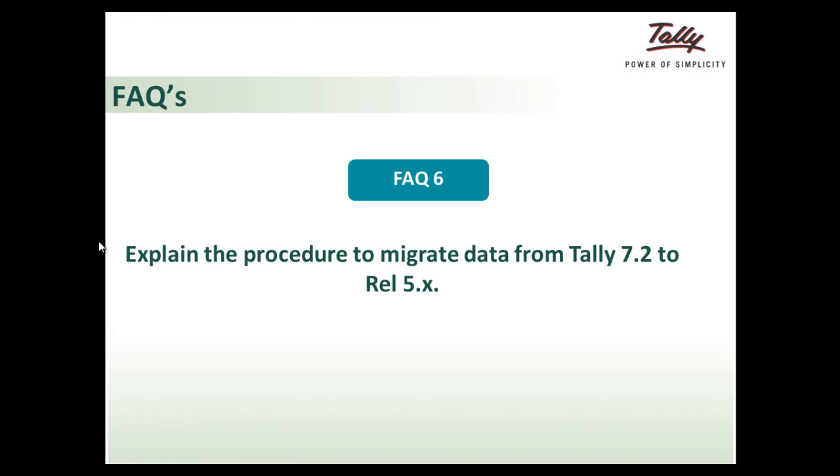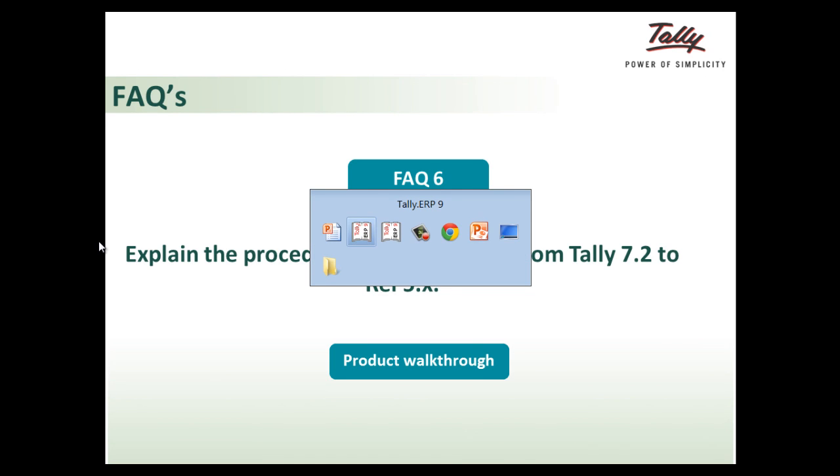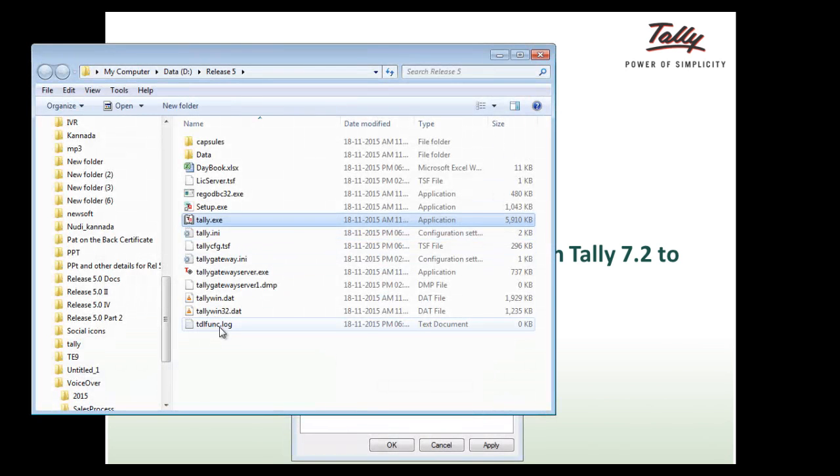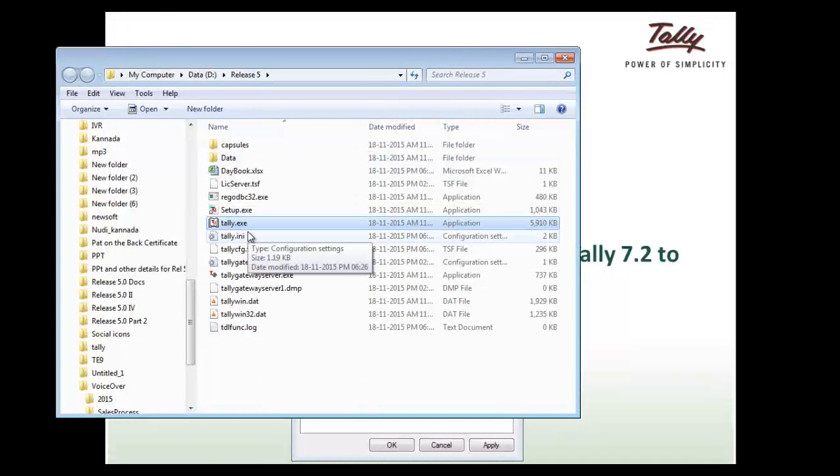Explain the procedure to migrate data from Tally 7.2 to Release 5. Now we'll go through the product. Earlier to Release 5, when we went to the Tally folder, we used to find the migration.exe inside the Tally folder. But from Release 5, the migration.exe file will not be available inside the Tally folder. You need to download the migration tool from the download center.